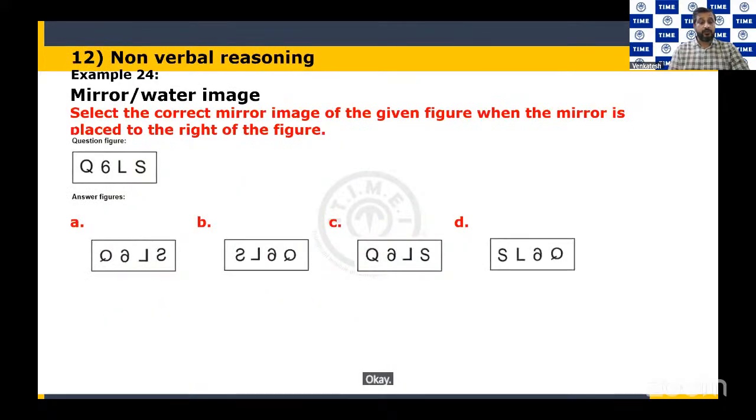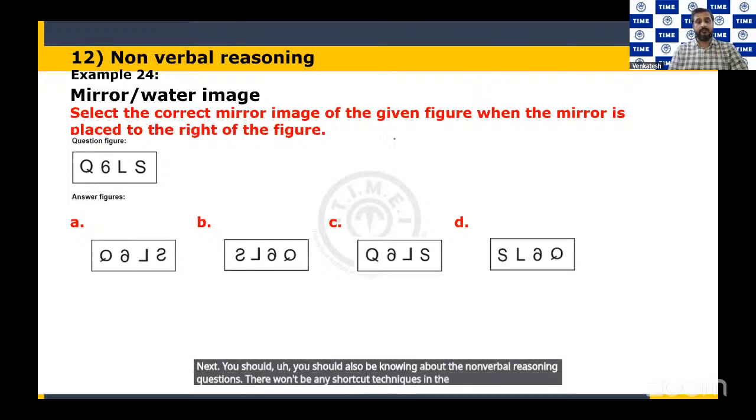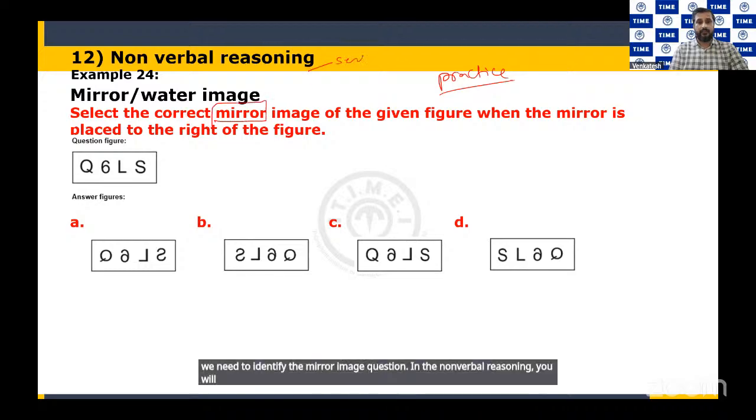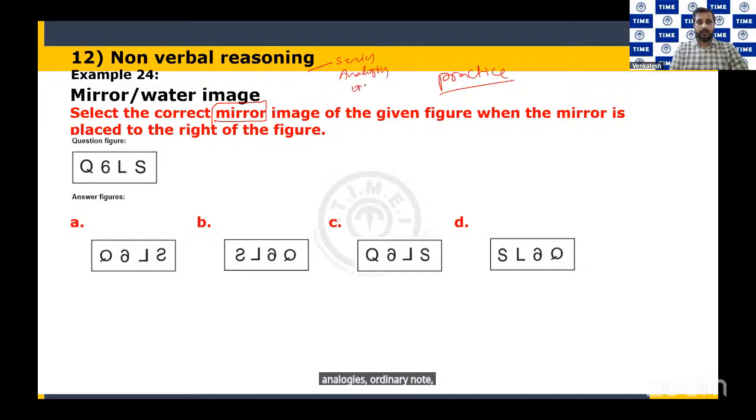Next, you should also know about the non-verbal reasoning questions. There won't be any shortcut techniques in non-verbal reasoning, but with practice, you can do it smartly. I have taken one example: mirror image, water image questions. We need to identify the mirror image. In non-verbal reasoning, you will have series, analogies, odd man out, paper cutting, paper folding, figure completion, so many. I have taken one example.